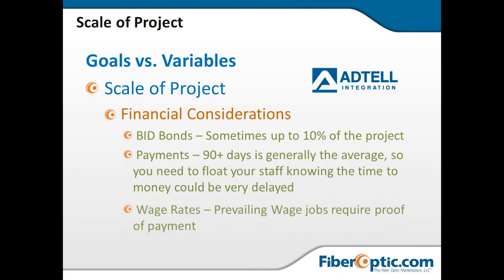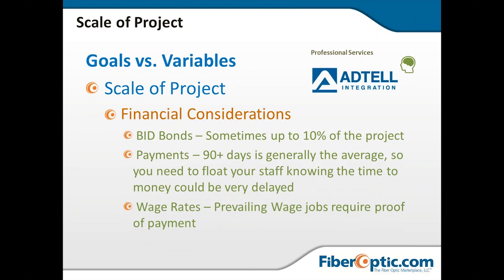As I talked about before too, you've got the financial considerations, bid bonds, sometimes up to 10% of the project. Payments. A lot of times on these projects, we work for bigger contractors, and we're 90 plus to 180 days out sometimes on getting paid. A lot of times they won't pay you until they've been paid, and you've got this float that you have to be very careful of as a contractor, to make sure that you're not doing sub work for somebody and then not getting paid and not being able to support your staff while you're waiting for that money to come in. Wage rates, we talked about that too.